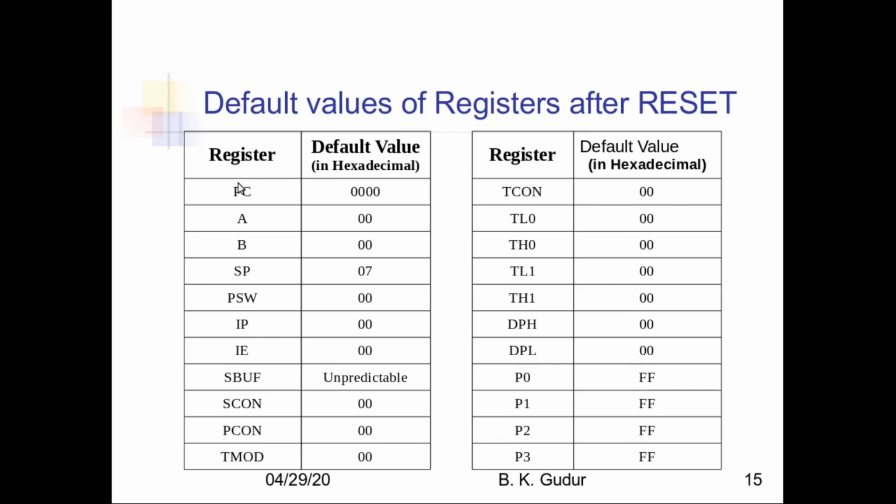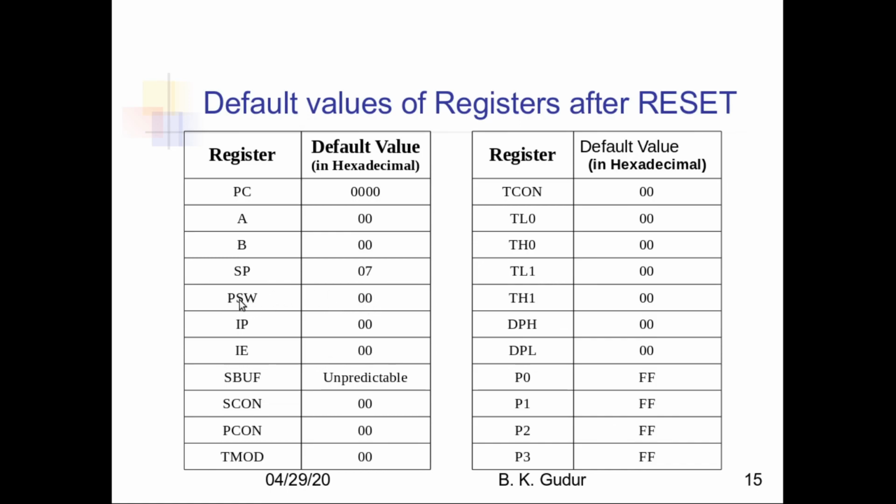If we see here PC, which stands for program counter, its default value: whenever the microcontroller is reset, it will be loaded with 0000. So it will address the first memory location of the code memory. The accumulator will have 00, even the B register will have 00. SP, which stands for stack pointer, will be loaded with 07, and PSW, program status word, will have 00.